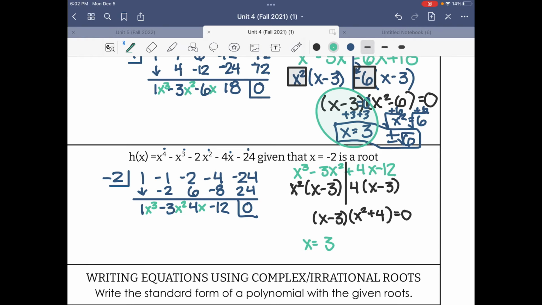And for the other one, you would subtract the 4. X squared equals negative 4. Take the square root. Square root of negative 4 is going to be plus or minus. Square root of 4 is 2, so the square root of negative 4 is 2i.